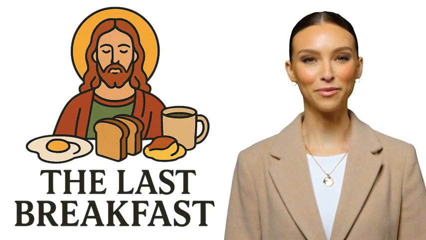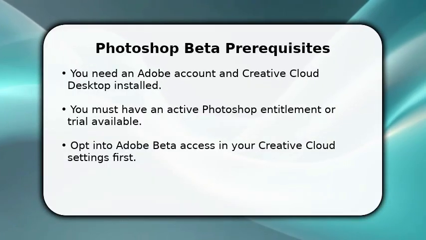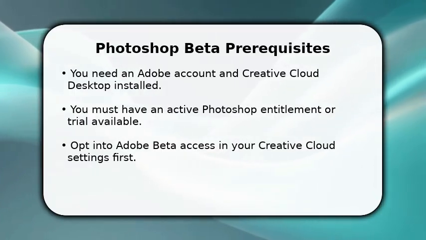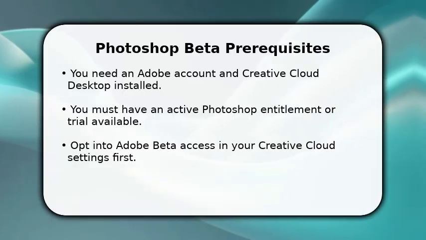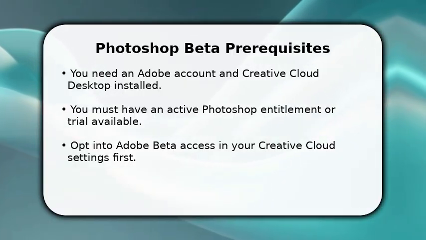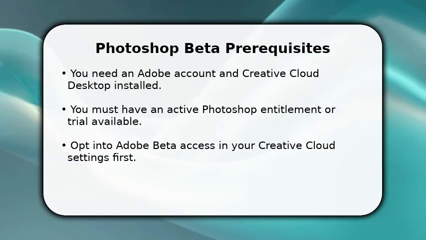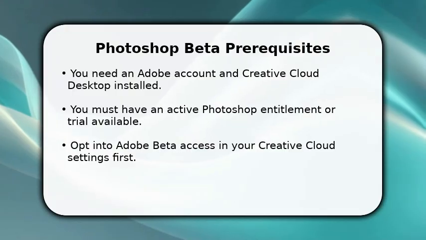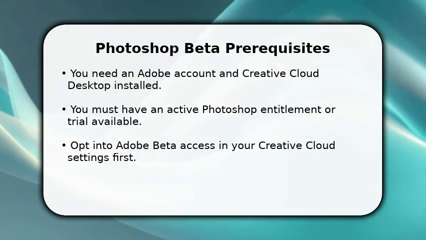Please enjoy the video. To get Photoshop Beta Generative AI, start with the basics. You need an Adobe account and Creative Cloud Desktop installed on your computer. Make sure you have an active Photoshop entitlement or trial available in your account. Open Creative Cloud Desktop and sign in with the same Adobe ID.